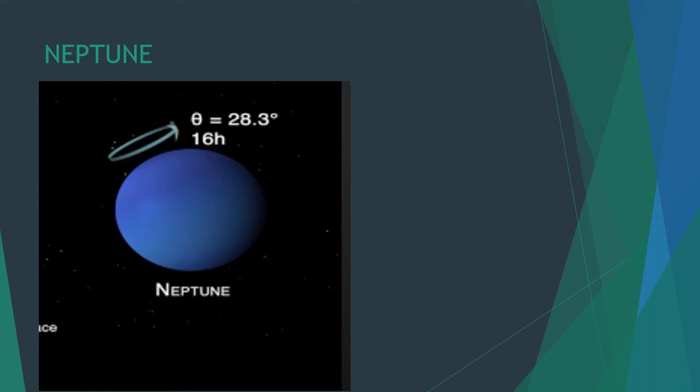Next is Neptune. Neptune is the last and the coldest and the windiest planet in the solar system. It is also dark blue color. It's a very lonely planet.